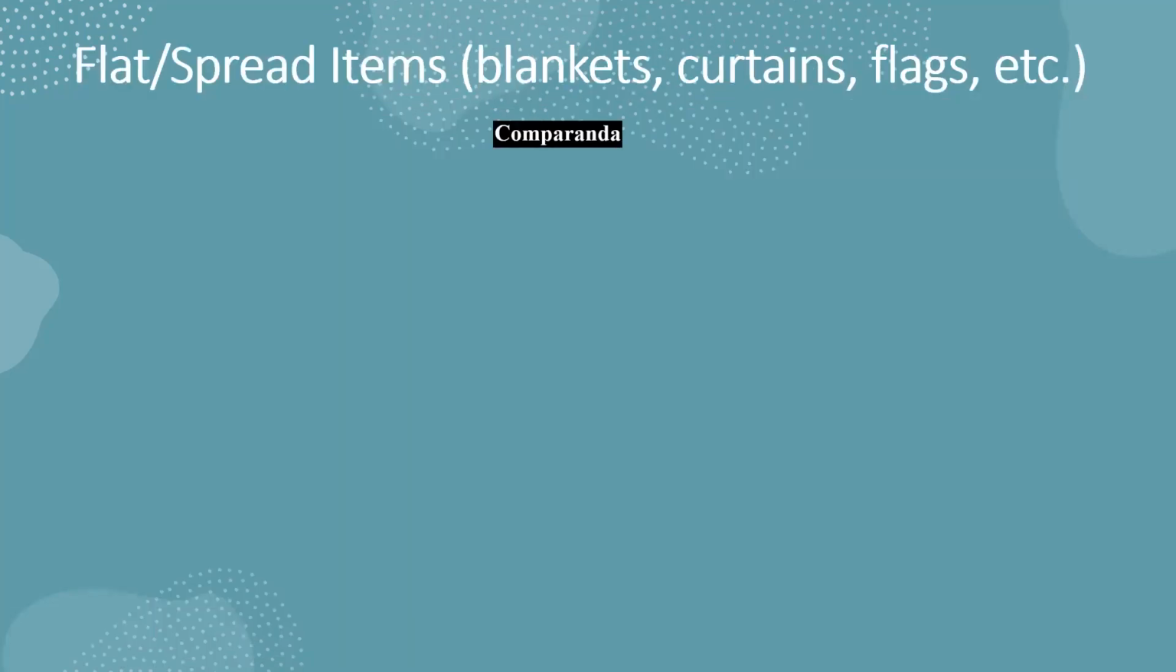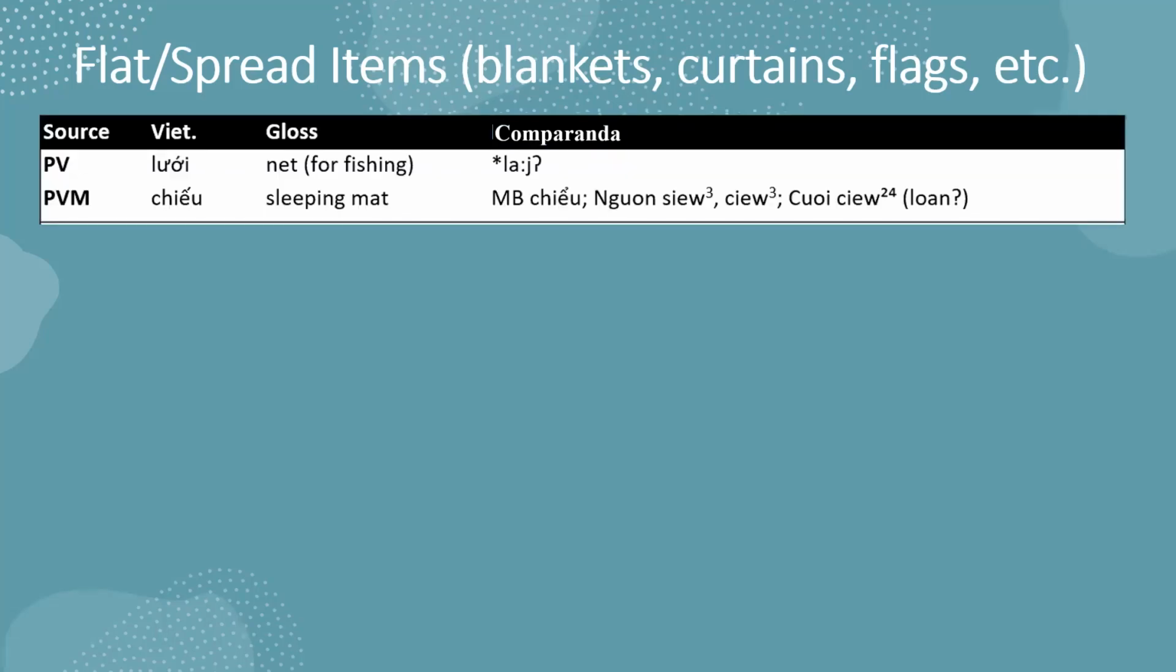Other than clothing, we can look at flat, spread items such as blankets, curtains, and flags. Okay, so that's our next category of woven things. And Proto-Vietic lui here for a fishing net. That's a type of woven item, and it has considerable depth.